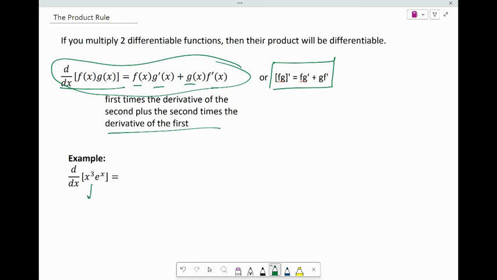If you wanted to do the derivative of x cubed times e to the x, you could think of the x cubed as f, and you could think of the e to the x as g. You will have to be able to identify that this is a product. When you see x cubed e to the x, we know that means x cubed times e to the x. So when you go to take this derivative, you have to take the derivative of the first, which is just 3x squared, times the second, which is e to the x, plus the second, which is e to the x, times the derivative of the first. I did this backwards.